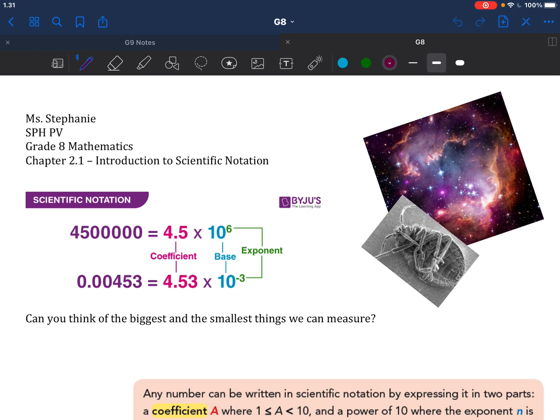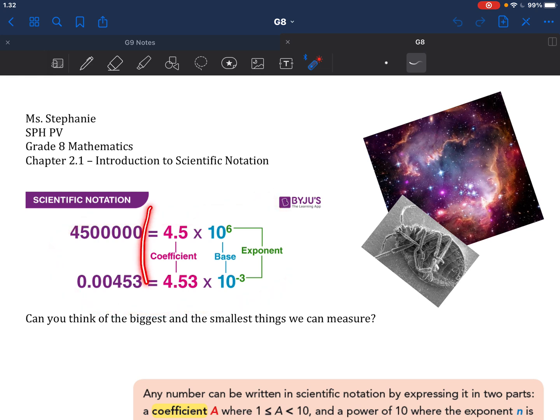Hey, grade 8, so we have a new chapter. We're gonna jump right into scientific notation because it has something to do with exponents, so we're gonna combine these two chapters together. So, if you haven't watched the When Will I Use This in Real Life video, I talked a little bit about scientific notation and how it is used. So it looks like this on the screen here.